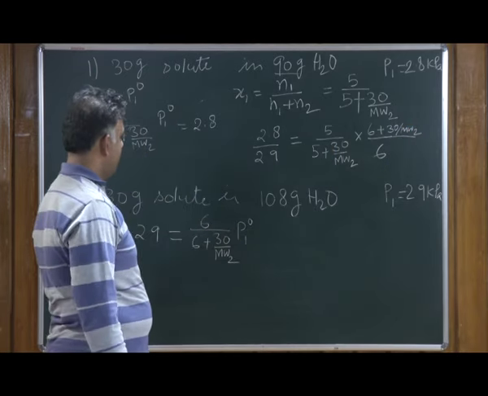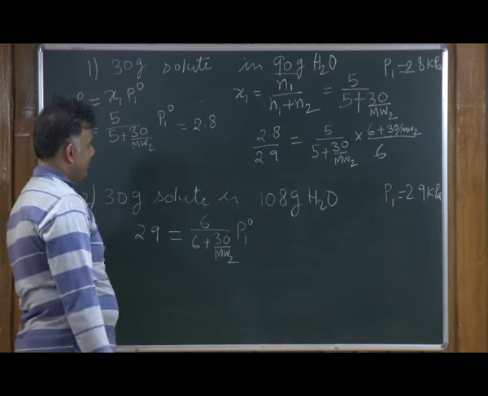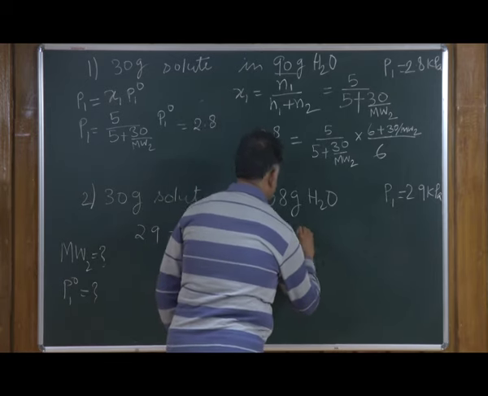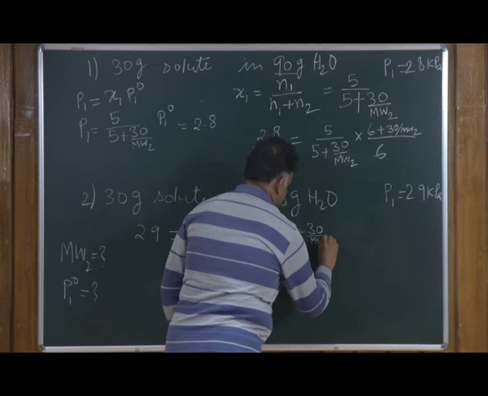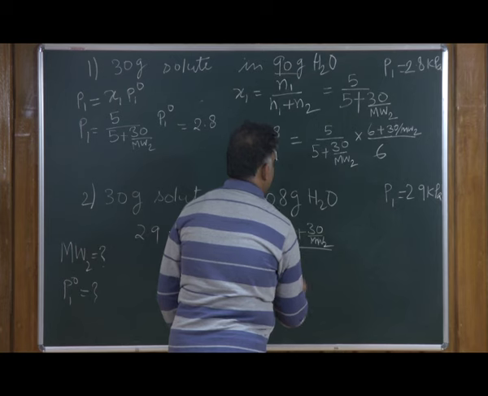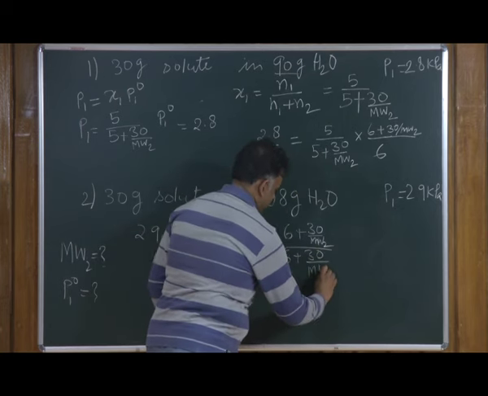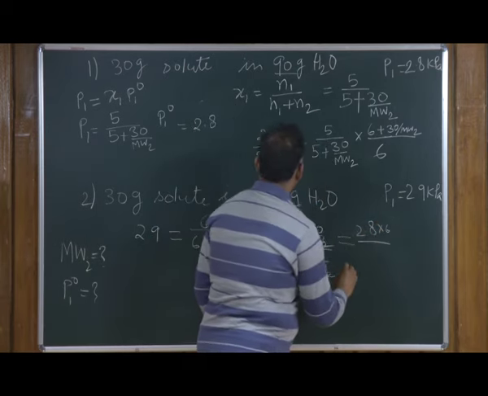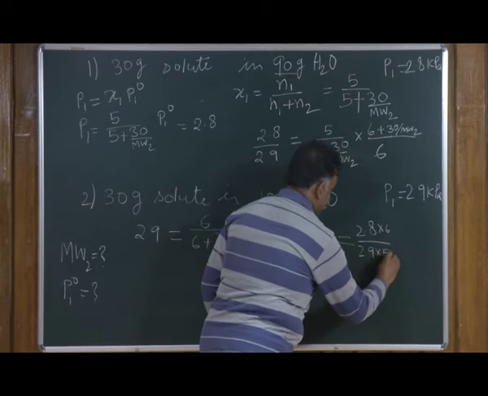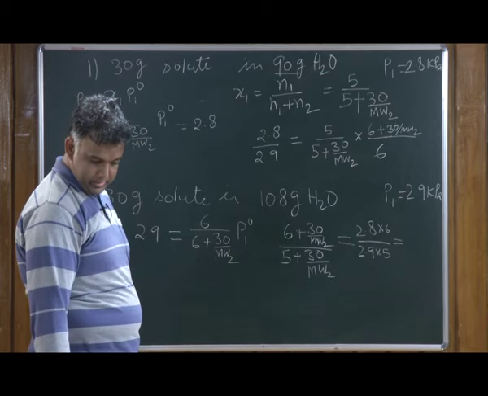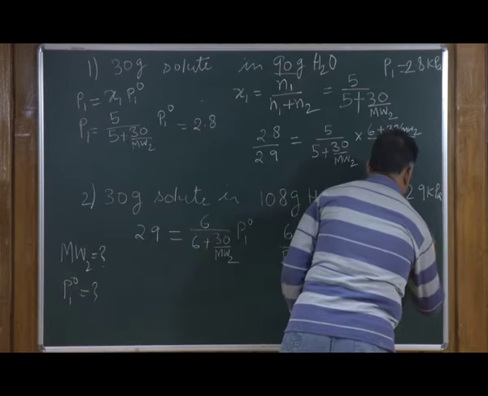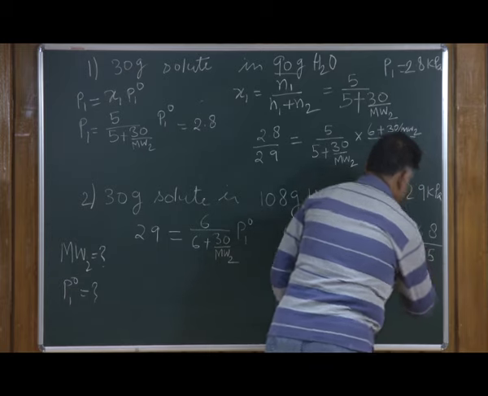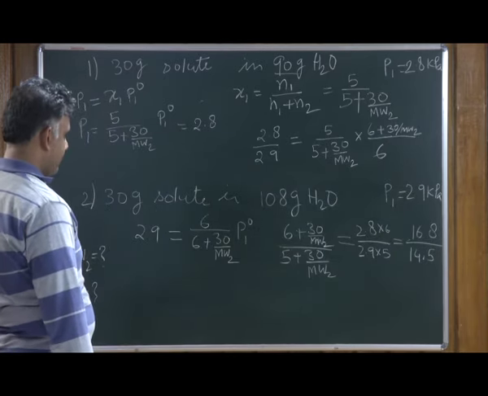So, now this equation has one variable, one unknown. Okay. So, we can set it up easily: 6 plus 30 by m, the molecular weight of solute, divided by 5 plus 30 divided by molecular weight of solute is equal to 2.8 into 6 divided by 2.9 multiplied by 5. And this is 2.8 multiplied by 6, 16.8, and 2.9 multiplied by 5, that is 14.5.